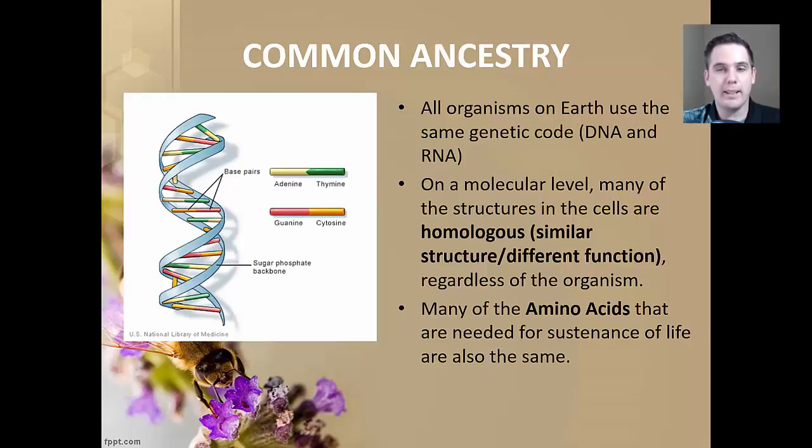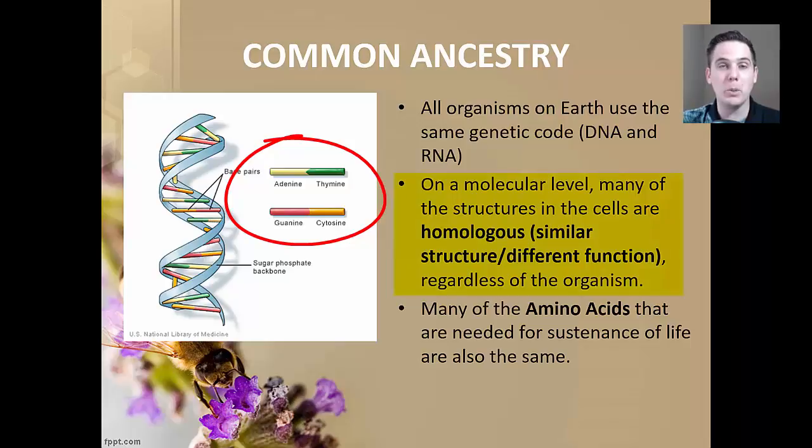Common ancestry is this idea that all organisms on Earth use the same building blocks, the same genetic codes. We all have DNA and RNA, and it all has the same 4 bases. And on a molecular level, many of the structures in cells are homologous no matter what organism you pick. You can pick any group of organisms, any ones you want, and you can find at least some homologous structures in that organism. Any creature at all.